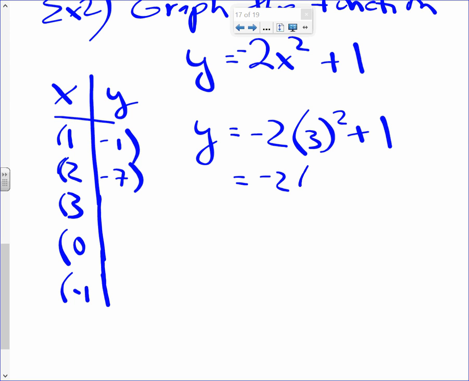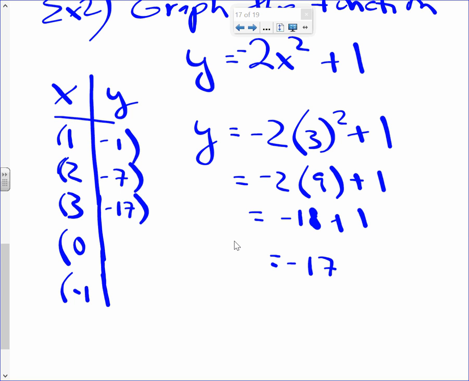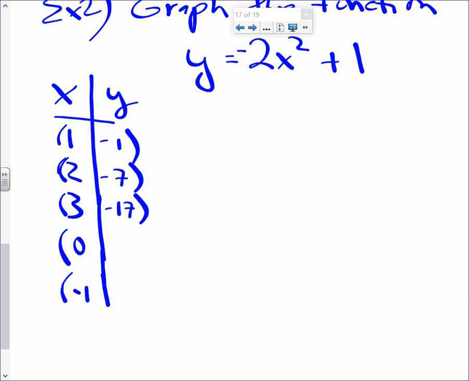So it becomes negative 2 times 9 plus 1. We're rocking and rolling. Exactly. What does it become, Valdez? So we got negative 17. We're rocking and rolling. Next one. Last two.